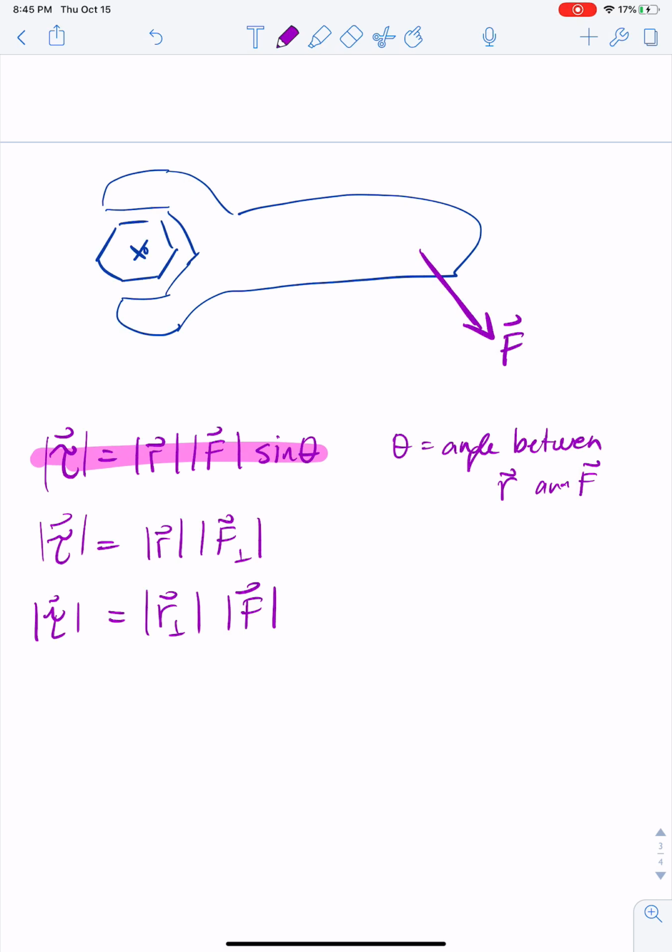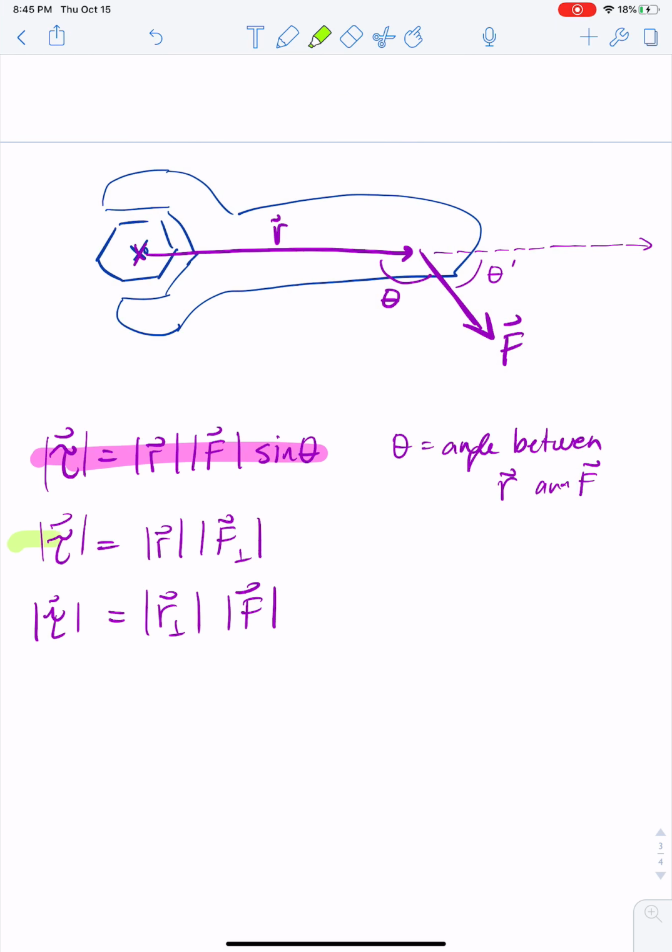So I need to start by drawing my R vector from my axis, which in this case is the center of my bolt, to the point where I'm applying my force. And then I'm going to find the angle between them, which I'm going to use this angle here. You can also redraw your R vector over here and use this angle here, theta prime. Either of those are just as good, okay? So we can calculate R F sine theta that way, okay?